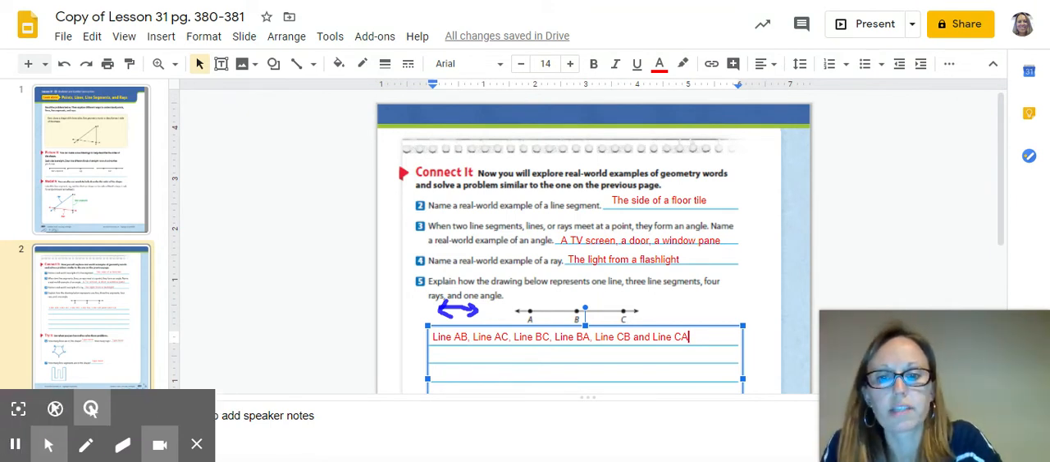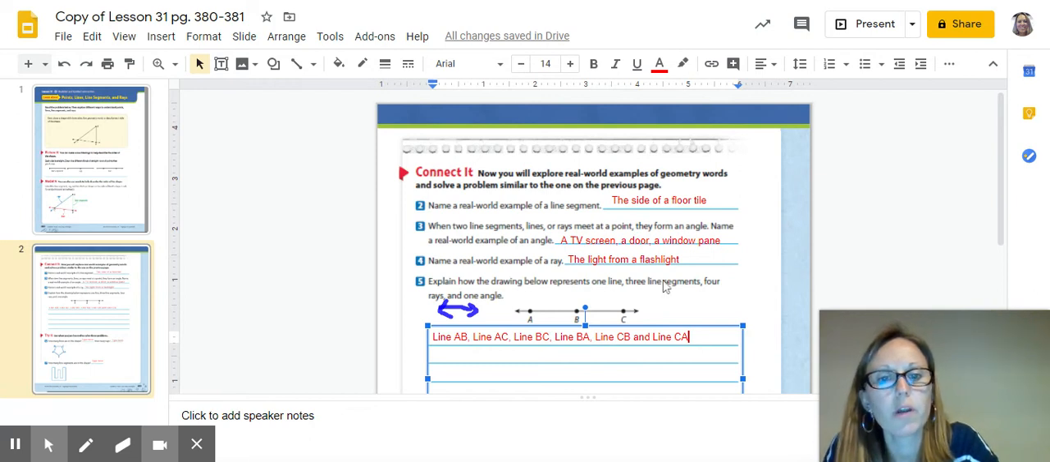Okay, so hopefully you guys were able to write that down. Now we're going to look at the 3 line segments. Okay, now remember the line segments are the points. So we have line segment AB or BA. Doesn't matter to me how you write it or which one you put first, but it's either AB or BA. Okay, so that's one line segment.